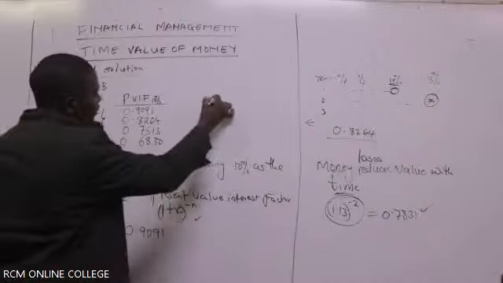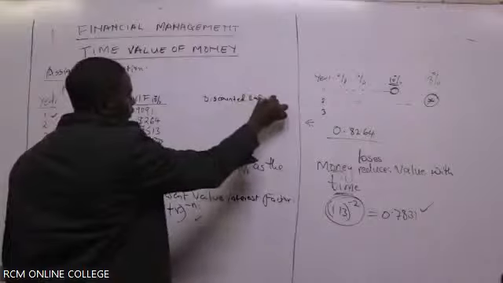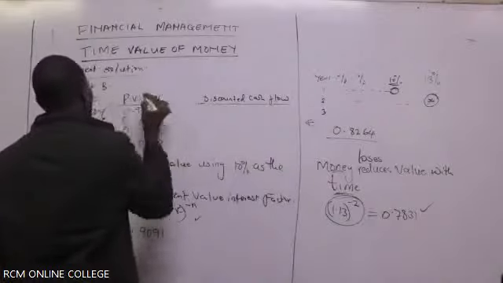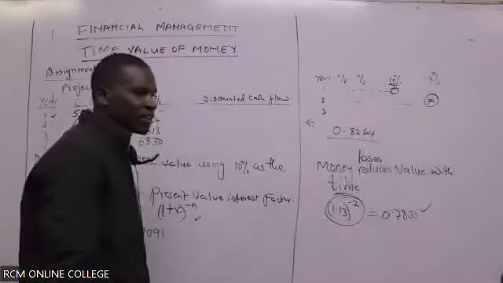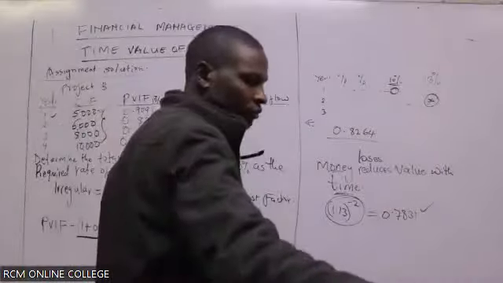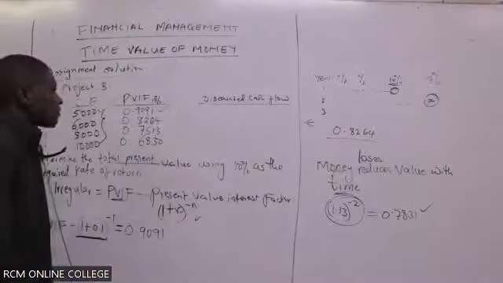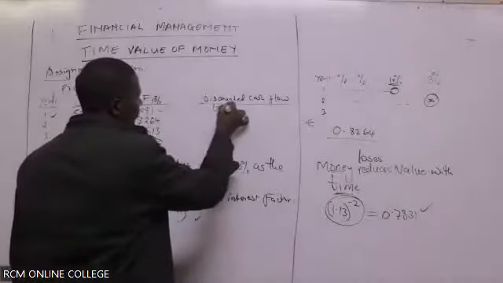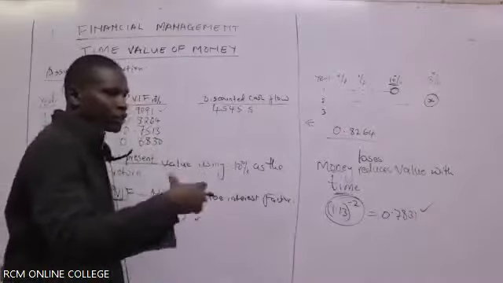Next one. The last one. 6830. To get the discounted cash flow, you just take the cash flow times the PV. Cash flow times PV. The first one itatupatia nini? Chanione. The first one what are we going to get? That is 5,000 times 0.9091, which is 4,545. Second one, let's do it very fast.